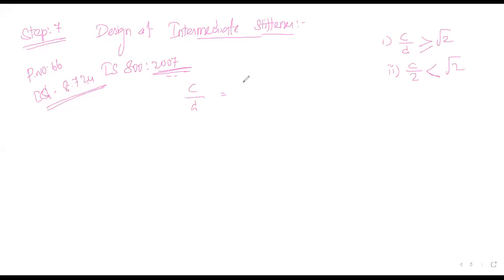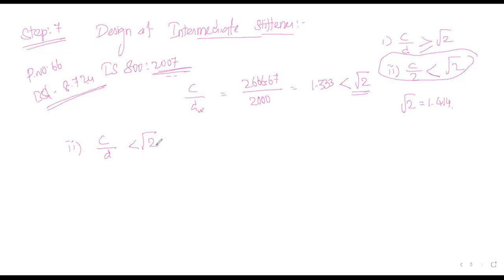So C by D. Here our spacing between the two stiffeners is 2666.67 divided by our depth of web, which is 2000. So it becomes 1.333. Root 2 value is 1.414, so this is less than root 2. Then we have to go with the second condition, since C by D is less than root 2.